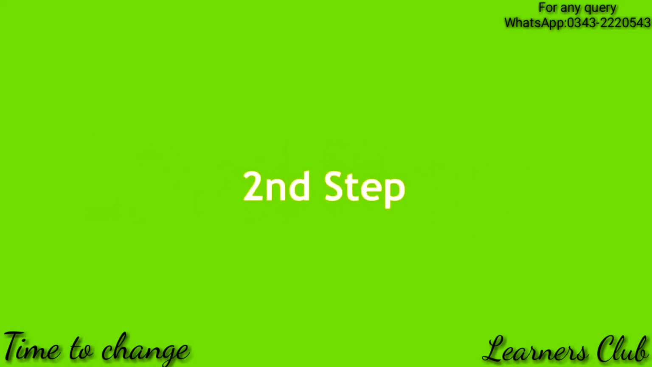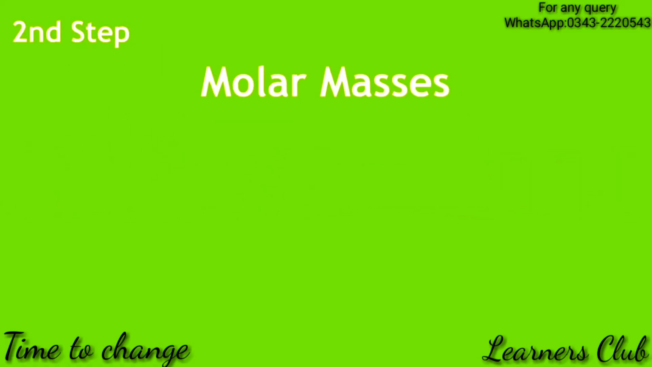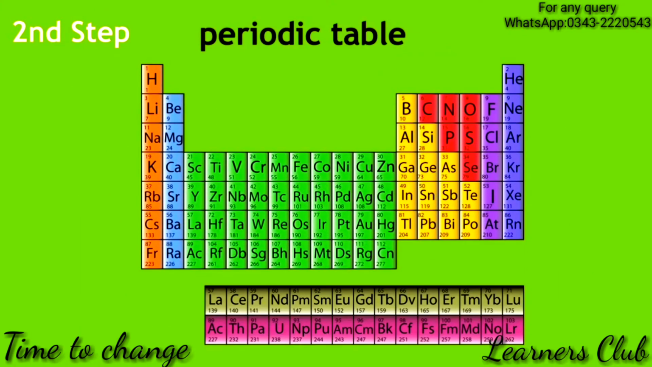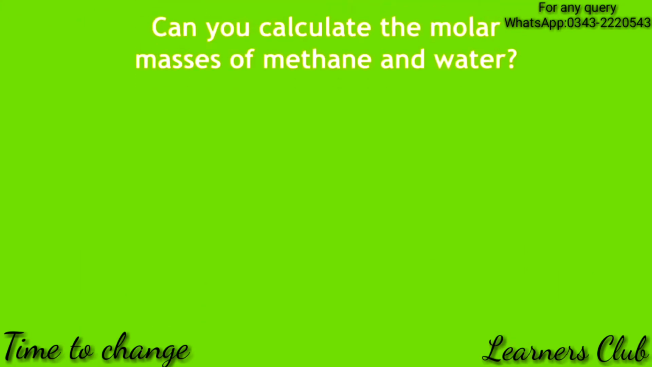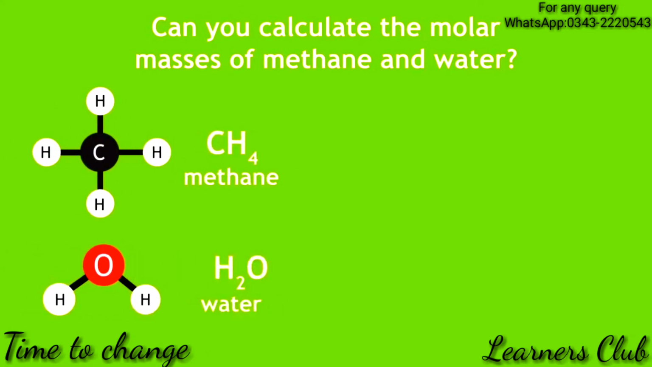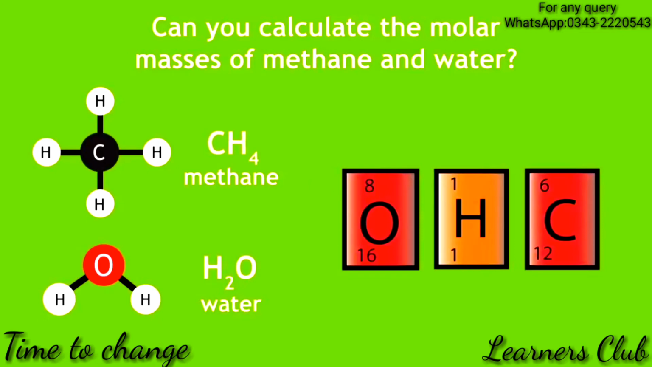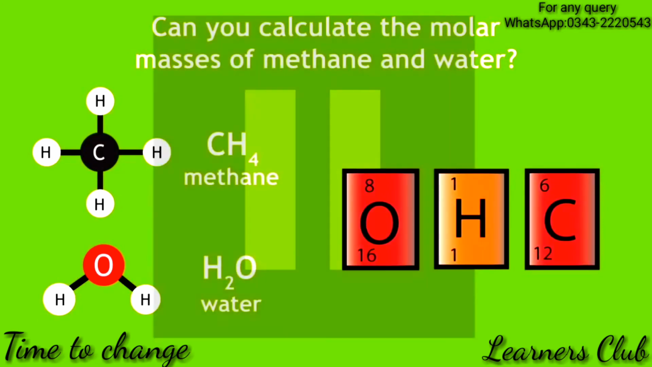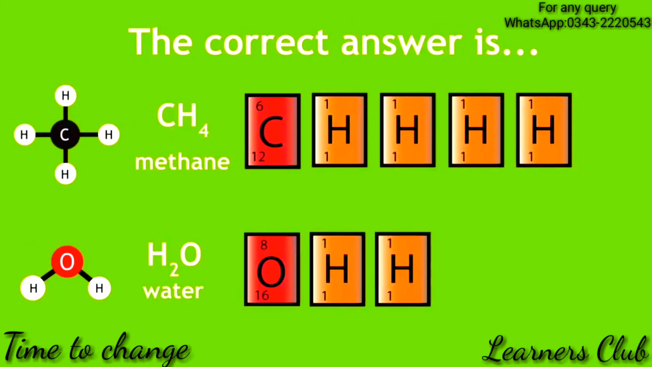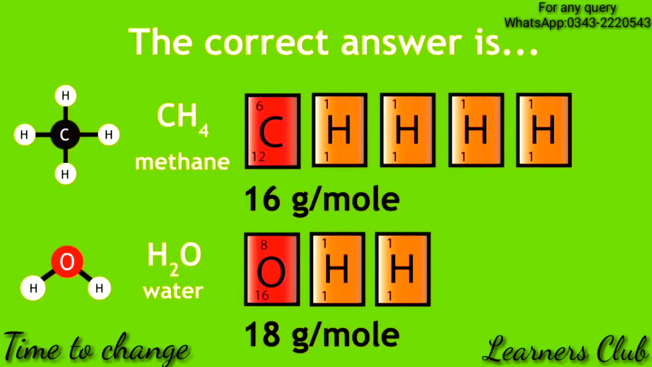The second step is for you to calculate the molar masses of methane and water. This is done by using the periodic table. Can you calculate the molar masses for methane, CH4, and water, H2O? Pause, write these down, and continue when ready. The correct answer is 16 grams for methane and 18 grams for water.